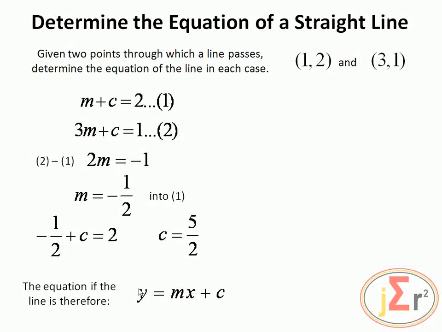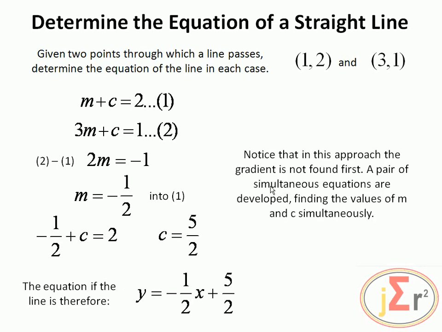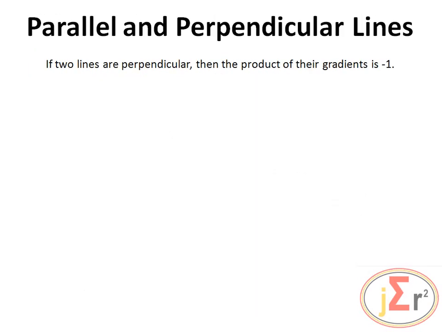So the equation in the end is y is equal to mx plus c. What is m? Negative a half. What is c? 5 over 2. So we're going to have y is equal to negative a half x plus 5 over 2. Good. And that's all there is to it. Notice that in this approach, the gradient is not found first. A pair of simultaneous equations are developed, finding the values of m and c simultaneously.